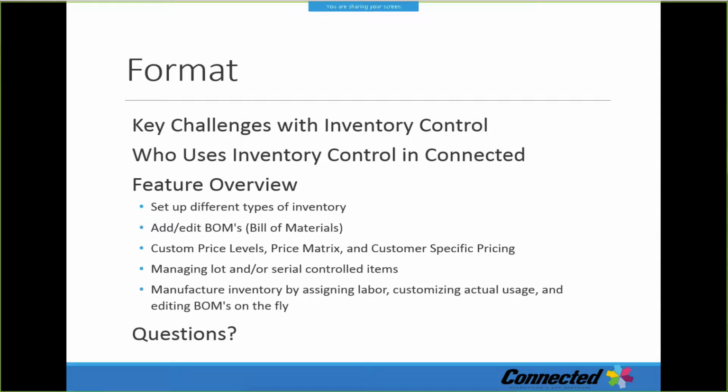We're going to do a feature review. We're going to talk about some different aspects and really focus the main part of this webinar on showing you specifically how the Connected software operates. And we're going to review a few different things such as setting up inventory, pricing levels, using lot and serial numbers, etc. And then we're going to answer questions at the end.